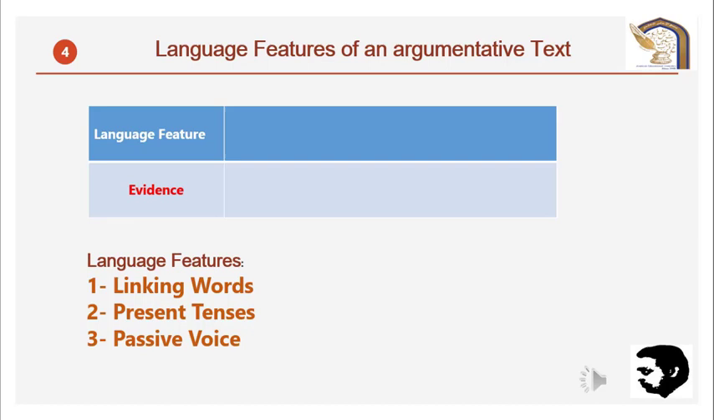Language feature number 2, present tenses. Present tenses include present simple tense, present continuous tense, present perfect tense, present perfect continuous tense. The third language feature is passive voice. The main form of passive voice is verb to be plus past participle of the verb, and it will be found in almost all texts.